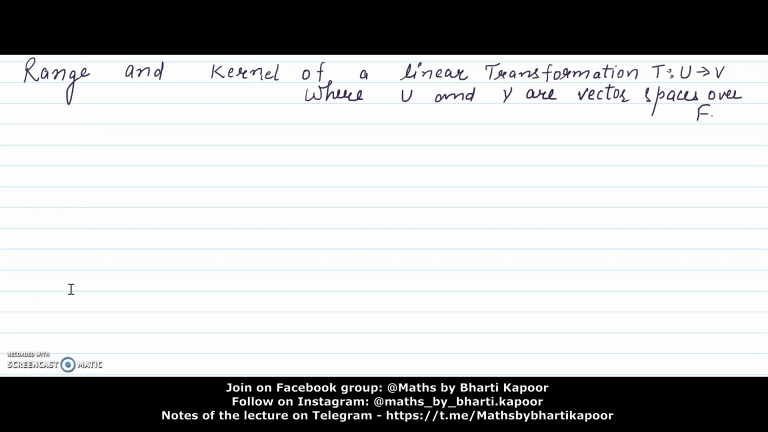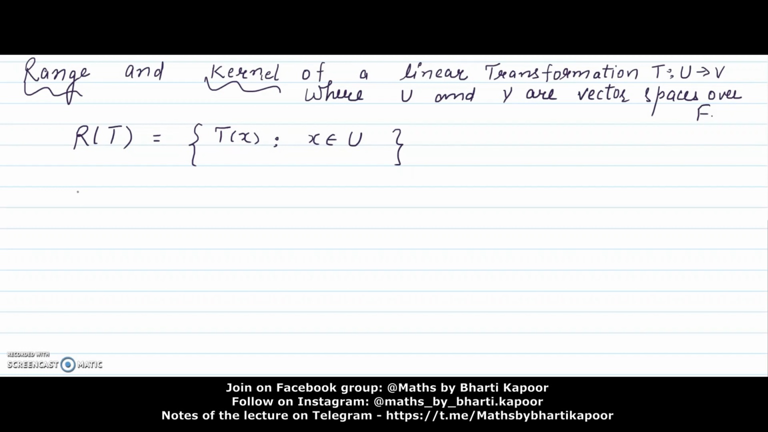Hi everyone. In this video we will discuss some spaces associated with the linear transformation. We will consider two sets which are associated with any linear transformation T. These are range and kernel of T. Range of T is denoted by R(T) and it is the set of images of elements of U, which is the domain of the linear transformation.